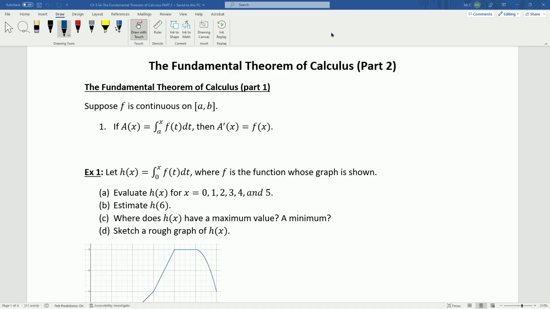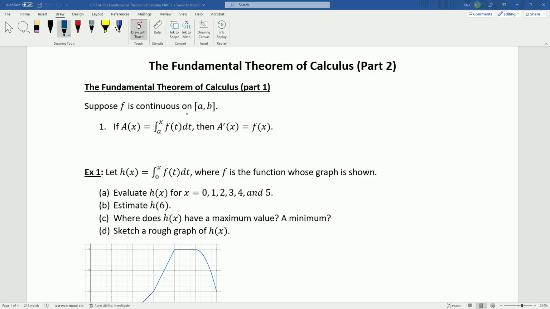Hello everybody, and welcome to our second video on the fundamental theorem of calculus. So, oddly enough, despite the fact that this is the second part of our two-video series, this is the part where we're going to focus more on part one of the statement of the fundamental theorem of calculus. So we're going to just recall part one for now.